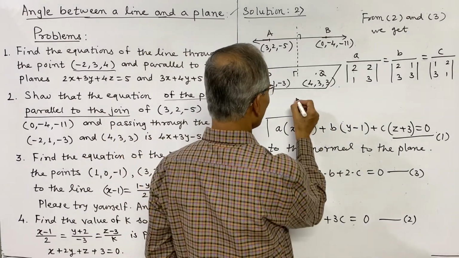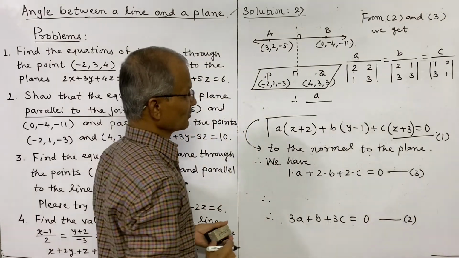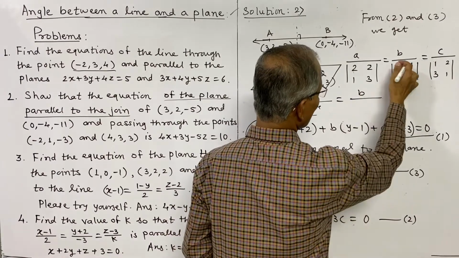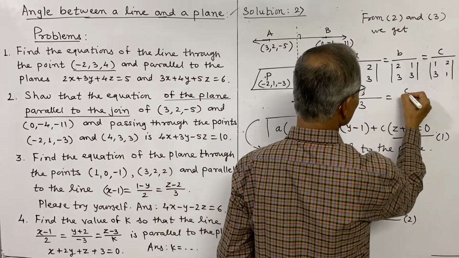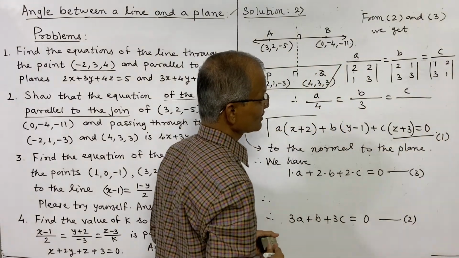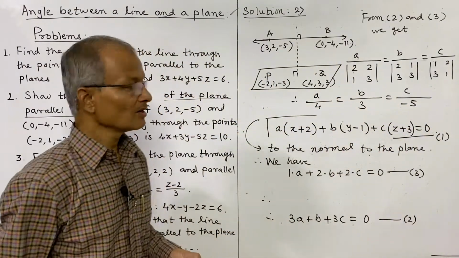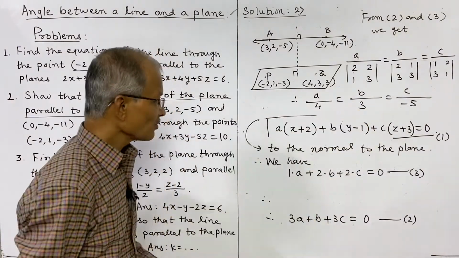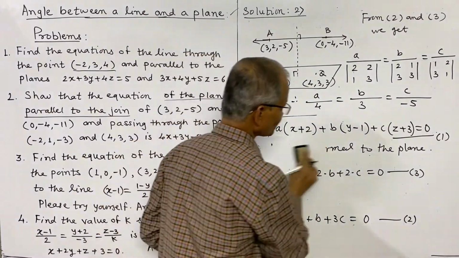So a divided by, what is this value? It is 6 minus 2, that is 4, and b divided by, this is 6 minus 3, that is 3, and c divided by, this is 1 minus 6, that is minus 5. So these are the DRs of the normal. Thus these are the values of a, b, c. So putting these values in 1, we get the required equation of the plane.